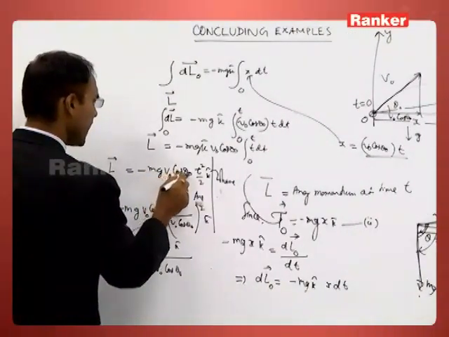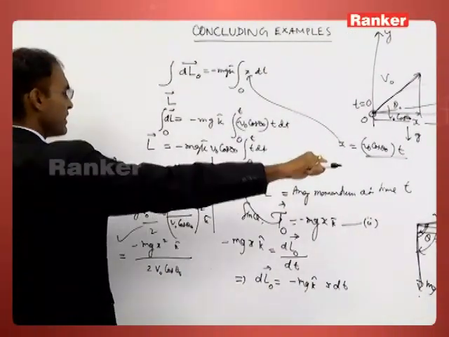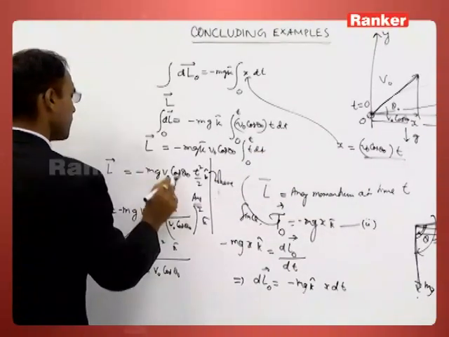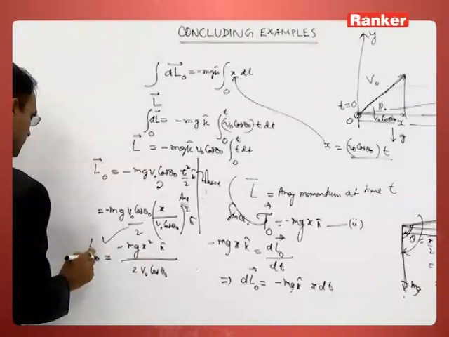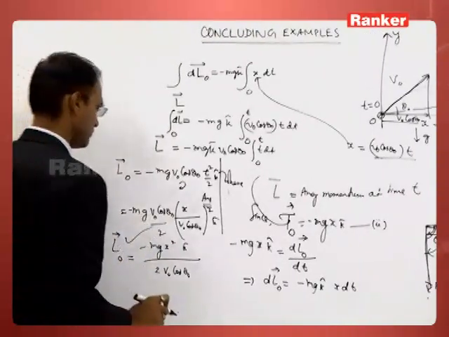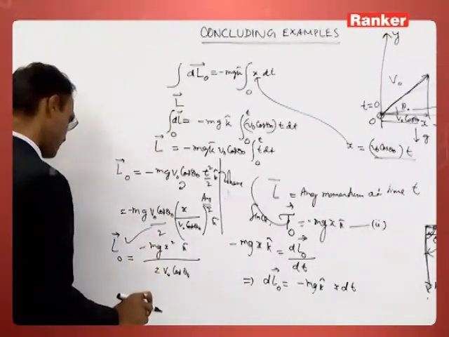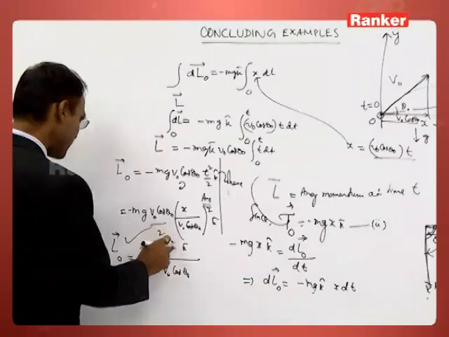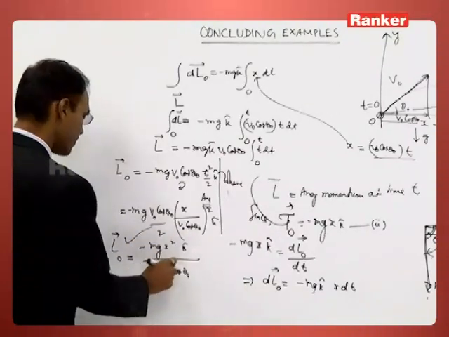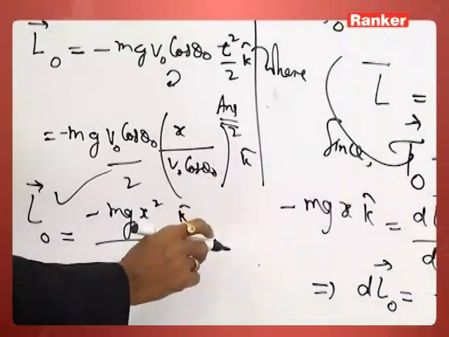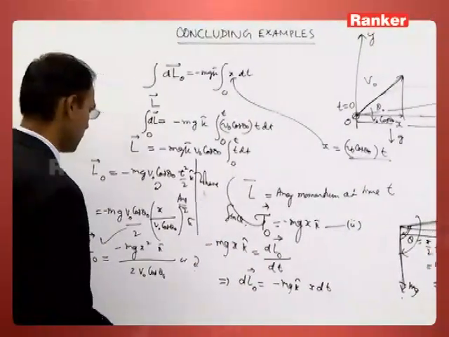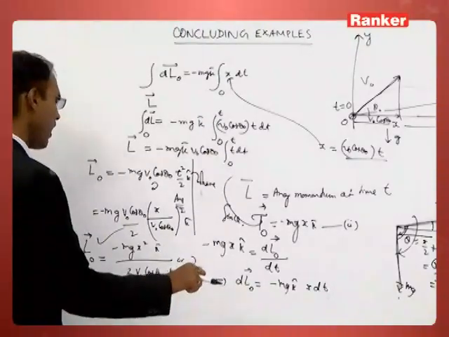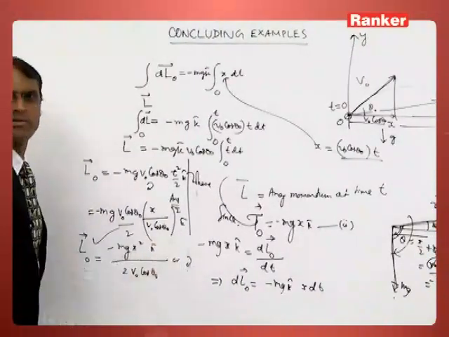So, angular momentum about this point of this particle in terms of t is minus mg v naught cos theta naught t square by 2 in minus k cap direction or clockwise direction. And as a function of x distance, it will be minus mg x square by 2 upon v naught cos theta naught k cap, or in negative z direction, or it is clockwise, or it is inward.